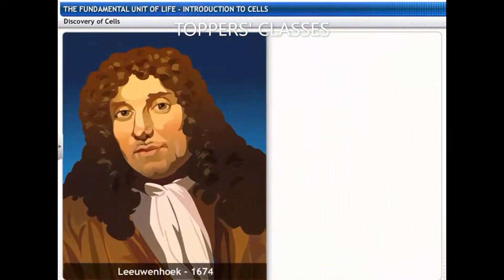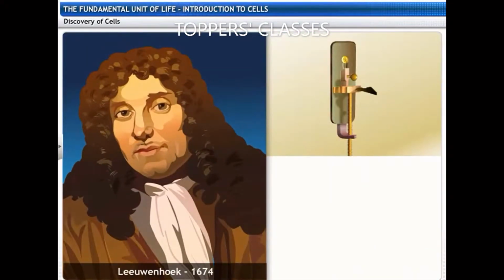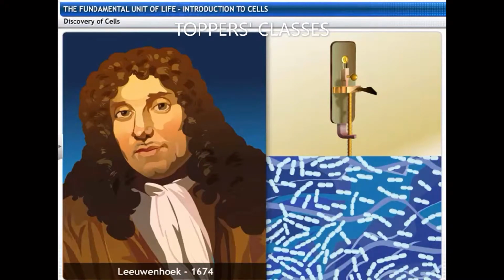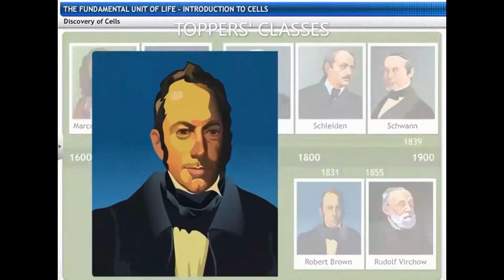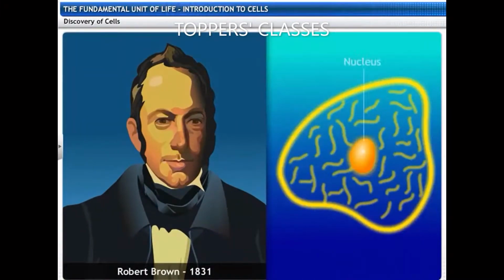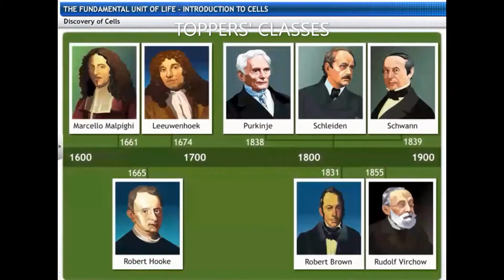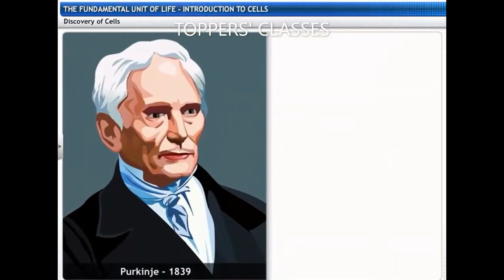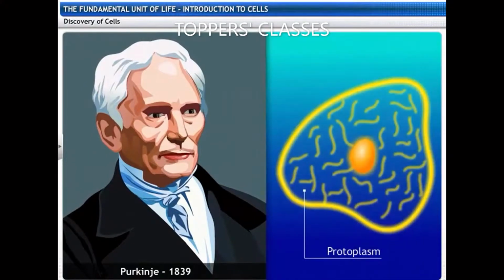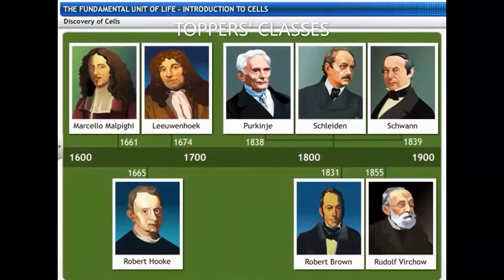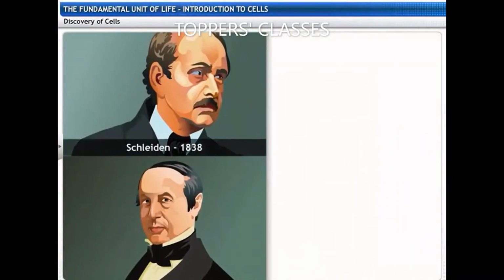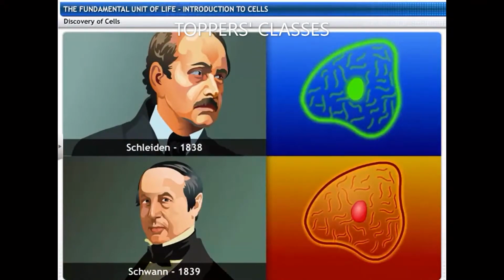Leeuwenhoek, in 1674, with the improved microscope, discovered free-living cells in pond water for the first time. Robert Brown, in 1831, discovered the nucleus in the cell. Purkinje, in 1839, coined the term protoplasm for the fluid substance of the cell. Two biologists, Schleiden in 1838 and Schwann in 1839, proposed the cell theory that all plants and animals are composed of cells.